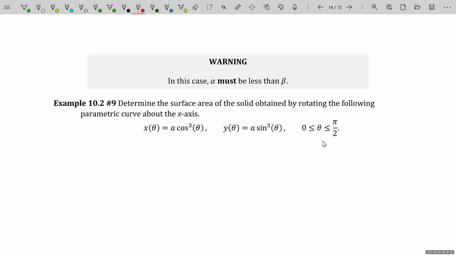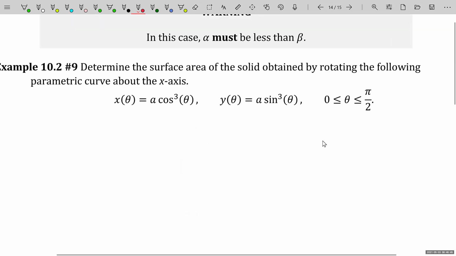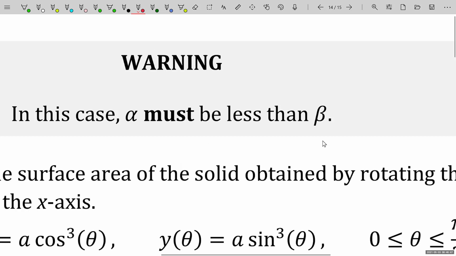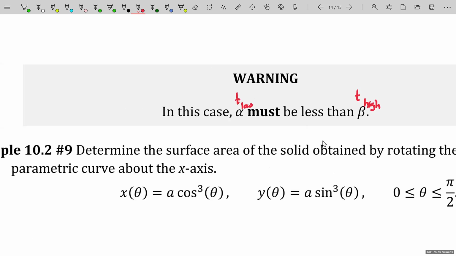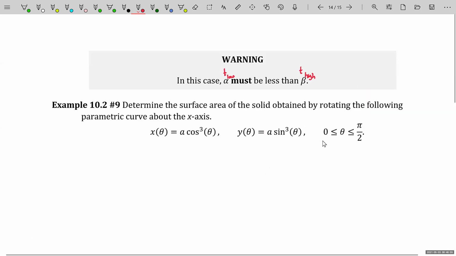I notice that theorem didn't tell us what the formula was because you don't need it. Again, my warning holds. It goes from T low to T high unless you're finding the area underneath a curve. But surface area, it's still T low to T high. Determine the surface area of this parametric curve. Super, super fast. That's why I can do it in the 3 minutes we have left.